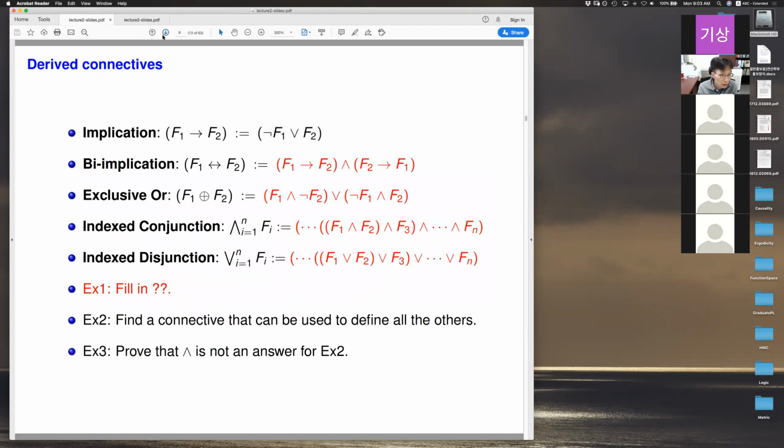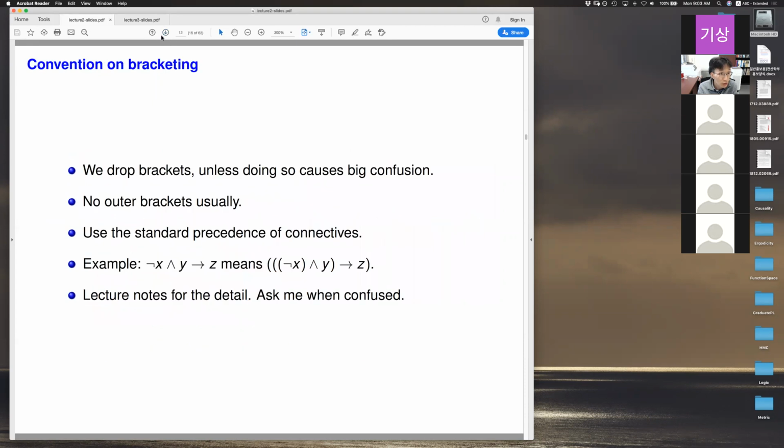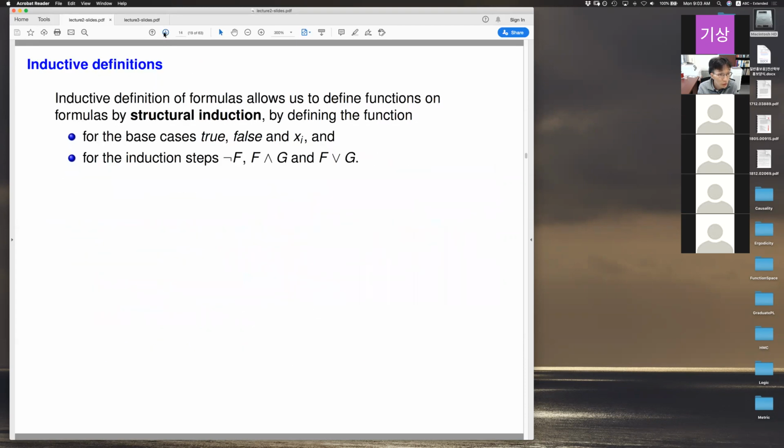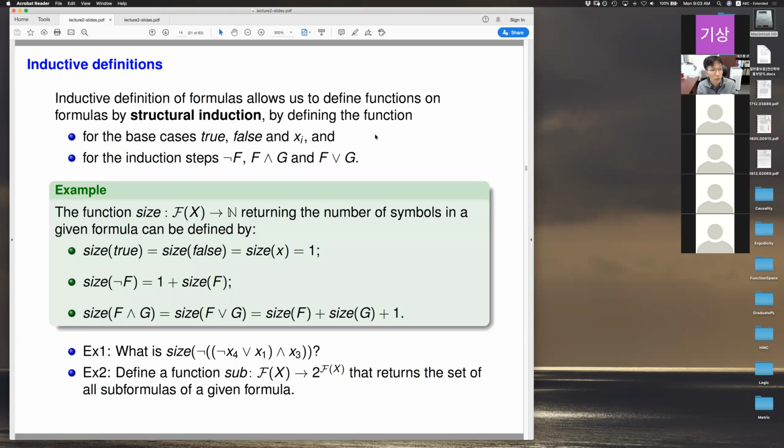So the idea of structural induction is essentially to write a recursive function on the propositional logic formula. And the recursive function has to deal with the base cases. Base cases are true, false, and propositional variable. And inductive cases are negation, conjunction, and disjunction. And we define the size, but the more important example that we covered last time is the semantic function.